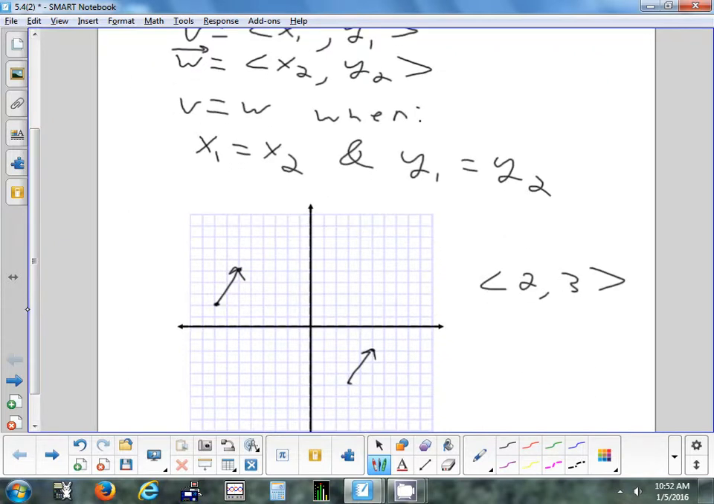Okay, so any questions on what it means for two vectors to be equal? Okay, it doesn't matter where you sketch it. All right, so if I ask you on a test like a true-false question, do two vectors have to be drawn in the same spot to be equal? The answer is no. Right? Their components have to match. That's it.